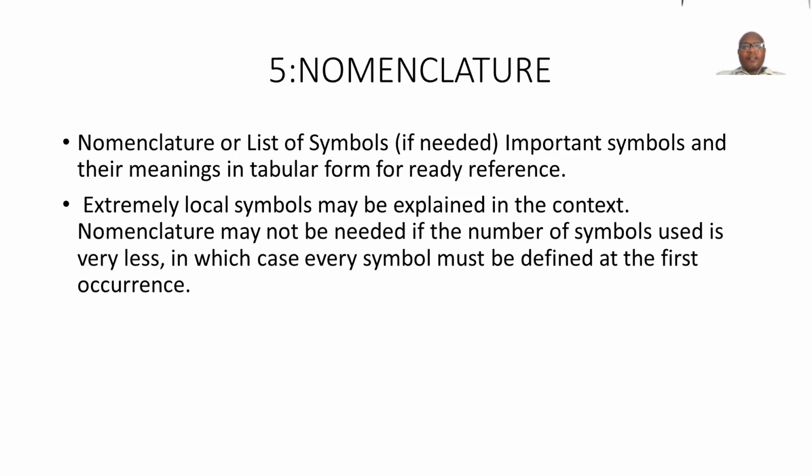So the fifth one is nomenclature. These are the list of symbols, if need be. The important symbols and their meanings in tabular form should be included in this. Extreme local symbols may be explained in their context. Numerics may not be needed if the number of symbols used is small, in which case every symbol must be defined at its first occurrence.